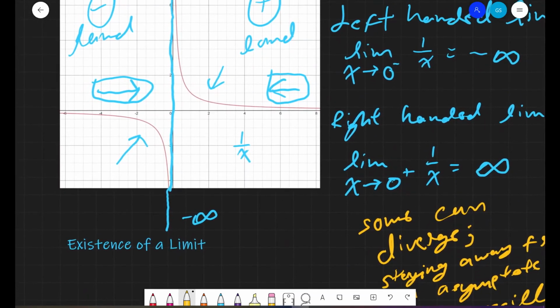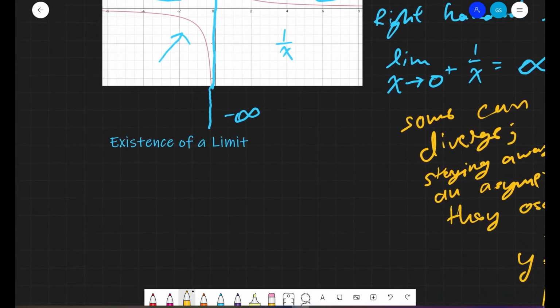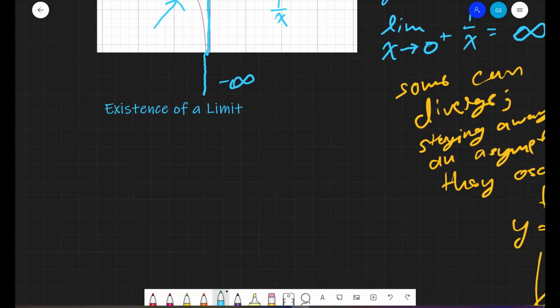So now we took the left-hand and right-hand limit of this reciprocal function. What if I asked you for the general limit? What is the general limit? The normal limit we did for the first two examples, as x approaches 0 for 1 over x.